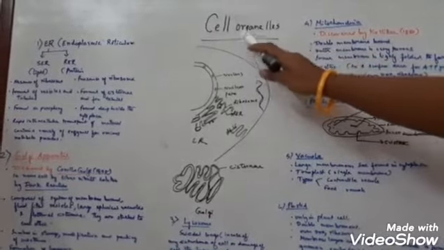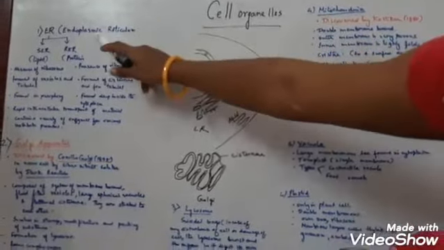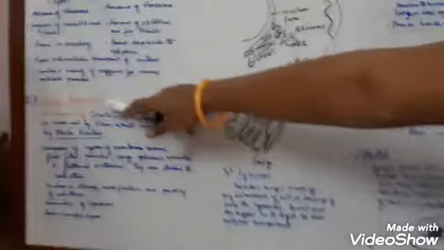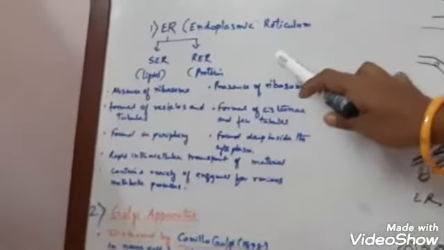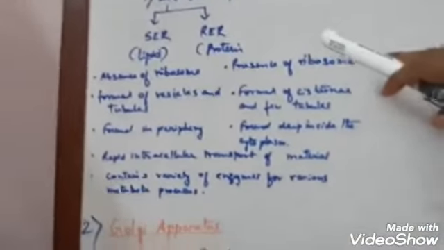Students, today I am going to teach you about cell organelles. Now I am going to describe the endoplasmic reticulum, Golgi apparatus, mitochondria, vacuole and plastid. So first is the endoplasmic reticulum. Endoplasmic reticulum is a very important cell organelle found in eukaryotic cells.